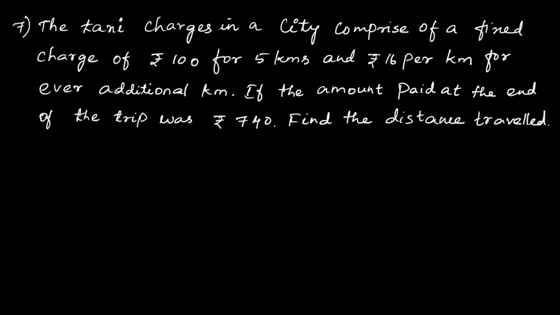Seventh question, the taxi charges in a city comprise of a fixed charge of rupees 100 for 5 kilometers and rupees 16 per kilometer for every additional kilometer. If the amount paid at the end of the trip was 740 rupees, find the distance travelled. So in this particular city, for the first 5 kilometers, they are supposed to pay 100 rupees, and after the 5th kilometer, they have to pay 16 rupees per kilometer, and the total amount they have paid is 740 rupees.